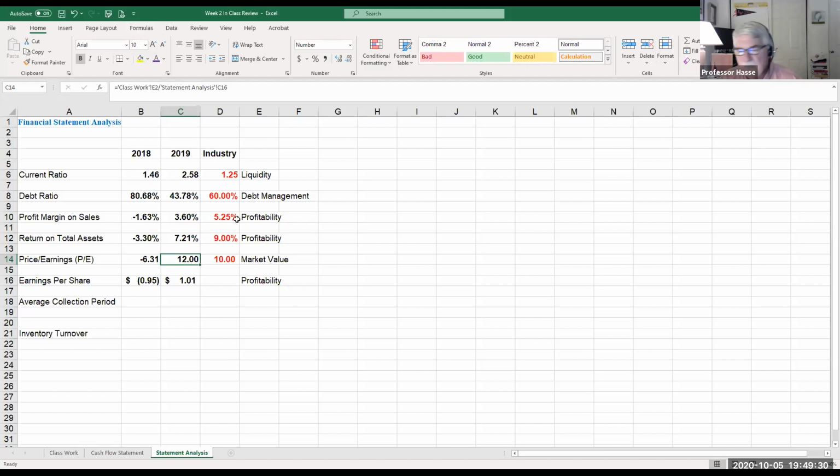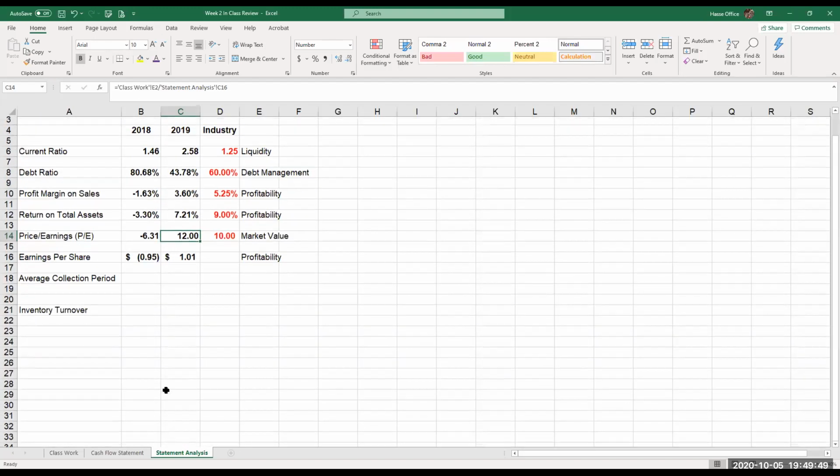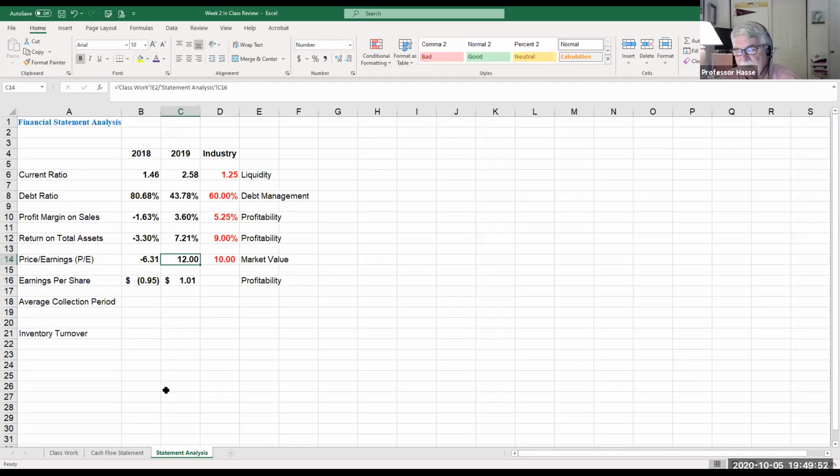Okay. Earnings per share, PE ratio. Hi, Professor. Yes. When you said something about 40, because the industry is 10, the market value. You mentioned something about 40. If it's 40, it's a good indicator. Well, it's a bad indicator. It means the company is overvalued. The higher the PE means the relationship of the net income to the market value is quite large. That means the market thinks this company is doing a lot better than they really are.